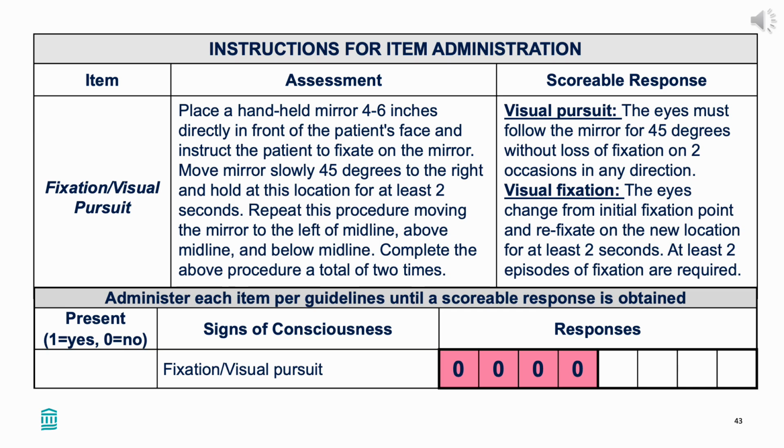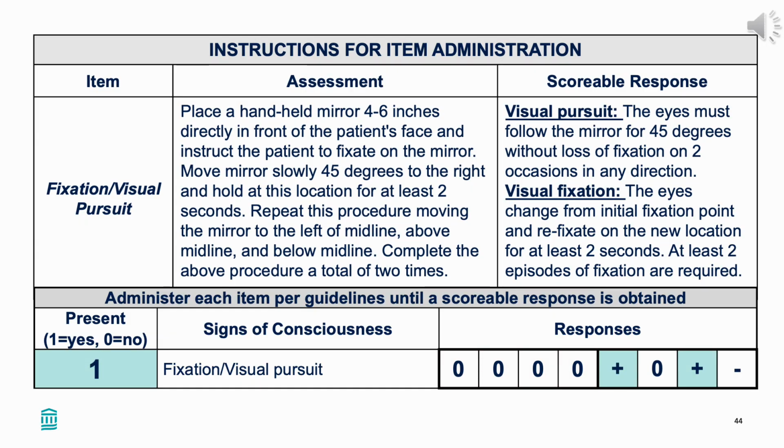For example, let's say the examiner presents the mirror, but the patient demonstrates no response while the examiner tilts the mirror to the right, left, above, and below midline. As the patient's eyes did not move appropriately in response to the mirror, the examiner should mark a 0 for each of the first 4 trials. The examiner should then present the mirror in each direction a second time.